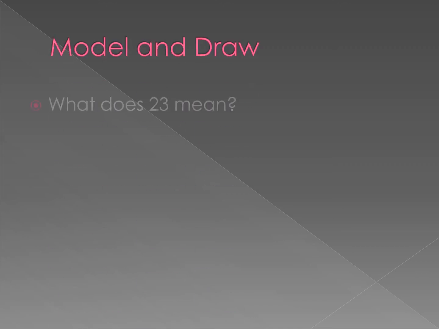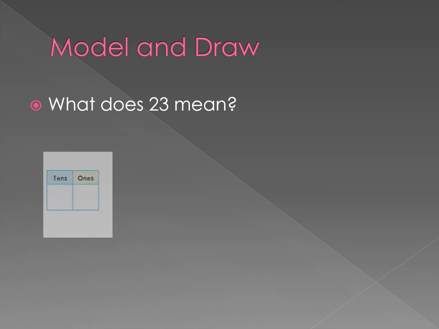We now move to model and draw. What does the number 23 mean? Now children, pay attention here, because if you understand this very simple concept, then you've understood the whole lesson. I know that by now you know that when you see the number 23, you will put 2 tens and you will put 3 ones. Bravo. I know that this came to your mind already. 2 tens and 3 ones.